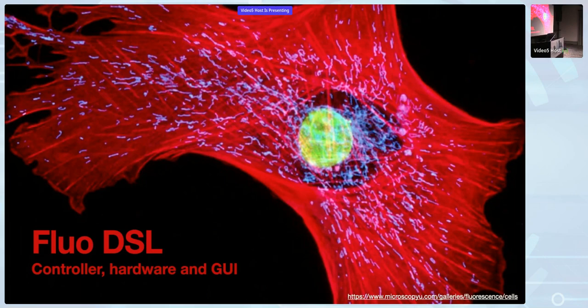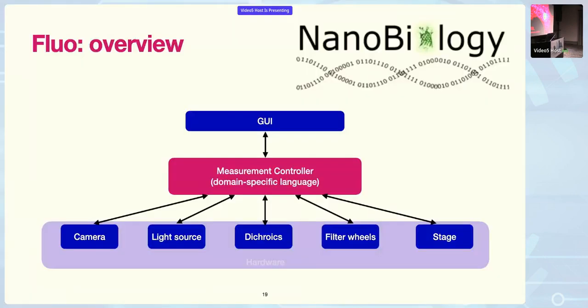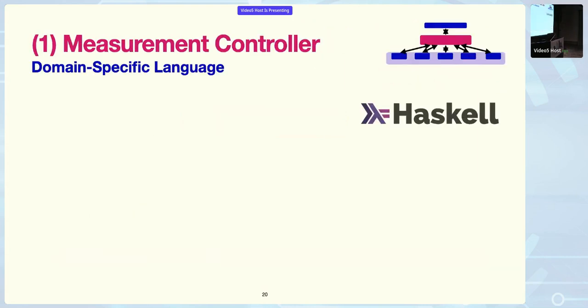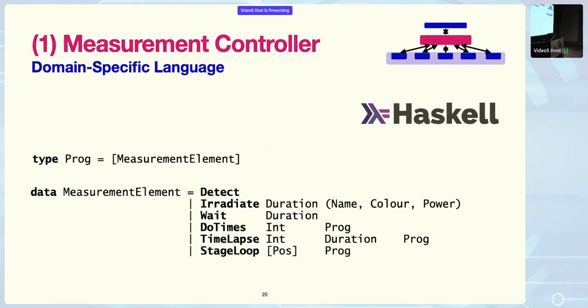We named it Fluo, and it actually consists of 3 parts. It has a measurement controller, which is actually the core, the domain-specific language. But it also interacts with a graphical user interface, and it connects to different kinds and brands of hardware. So the domain-specific language is written in Haskell. And one of the advantages is that we can choose the syntax. So the syntax is actually very similar to the software requirements that we saw earlier.